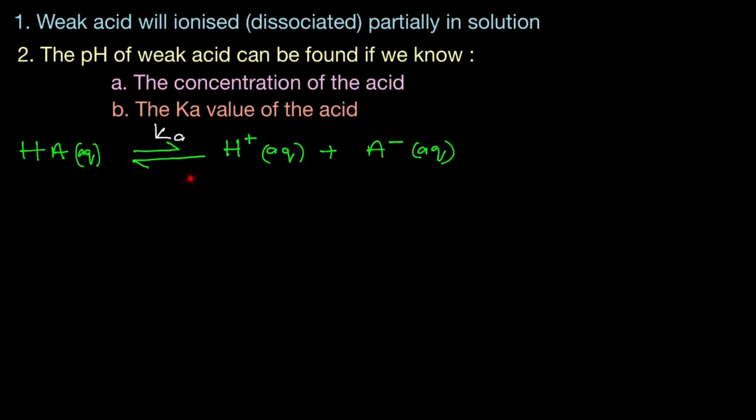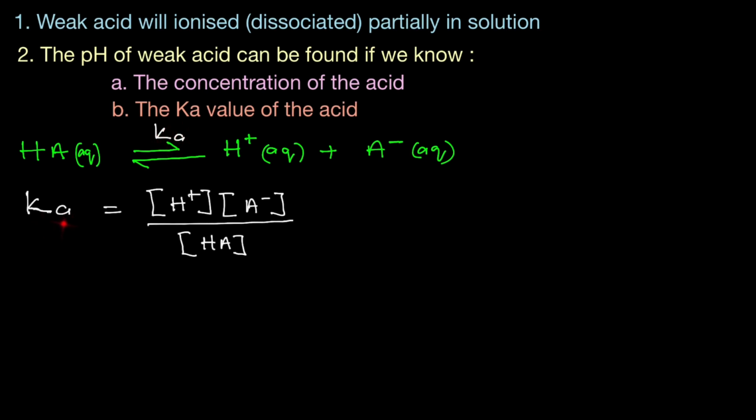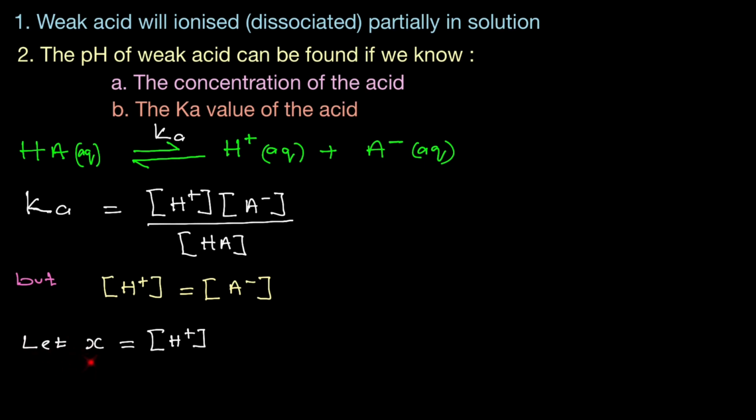The generic equation of a weak acid is HA aqueous dissociating to H plus aqueous plus A minus aqueous. A minus is the conjugate base of the acid. Ka is the dissociation constant. The expression for Ka equals the concentration of H plus times the concentration of the conjugate base divided by the concentration of the acid. Because it's a weak acid, the concentration of H plus will be equal to the concentration of the conjugate base. We can say let X equal the concentration of the H plus.